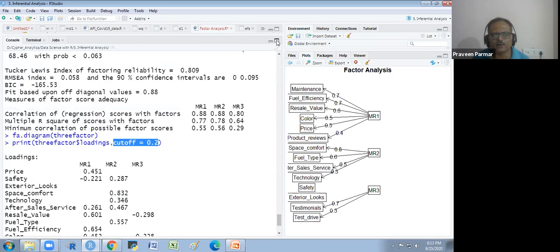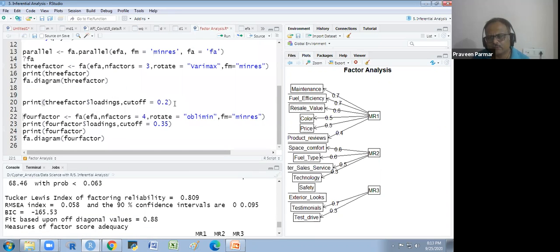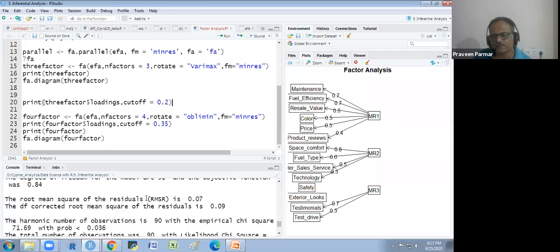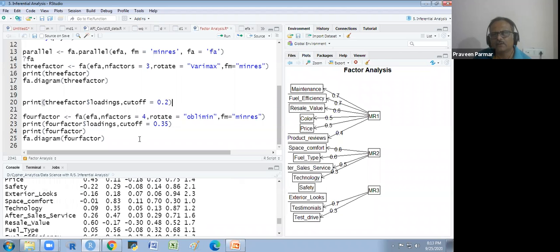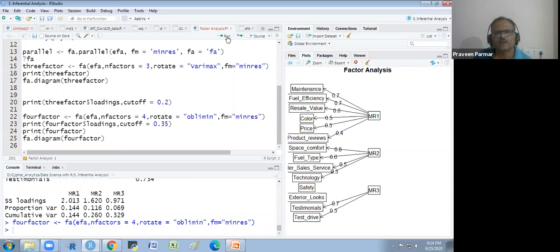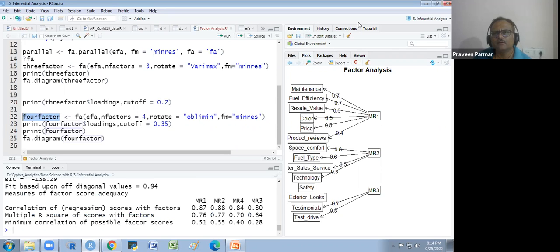We could take the cutoff after watching the loadings and seeing what the cutoff should be. There is no formula for choosing the cutoff. And now I am taking 4 factors instead of 3, so I will see what happens. First I will show you the 4-factor result, we print it and we see it.